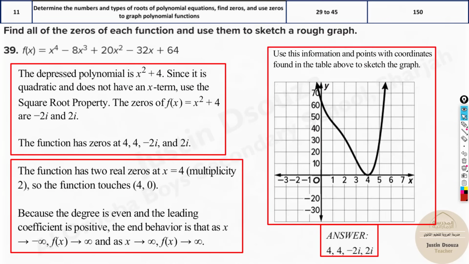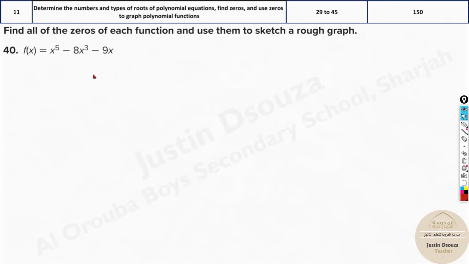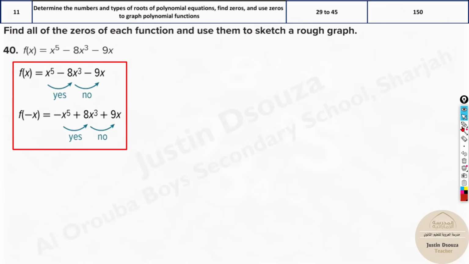The answer is 4. Now again 4 is repeated here 2 times, and then -2i and plus 2i. And what about these problems? Here now there is no way you can depress this, in the sense I can't write it in terms of u as x cubed. No, that is not going to work. But here you can see there is x throughout.